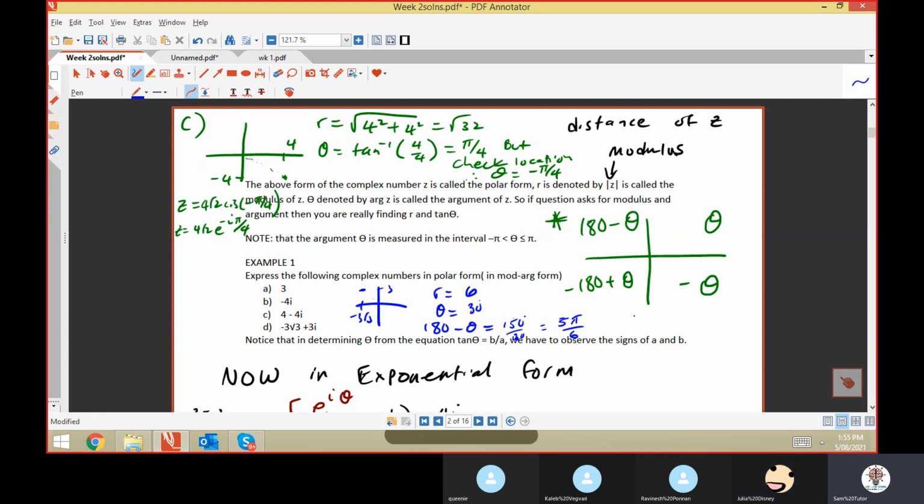R cis theta, therefore z equals 6 cis 5 pi on 6, or 6 e to the i 5 pi on 6, depending on what they wanted, right? It will tell you, write it in exponential form or write it in mod arg form. Good. Rav, any questions from you?